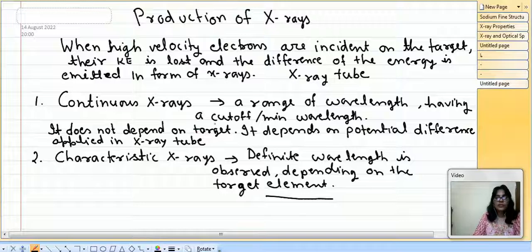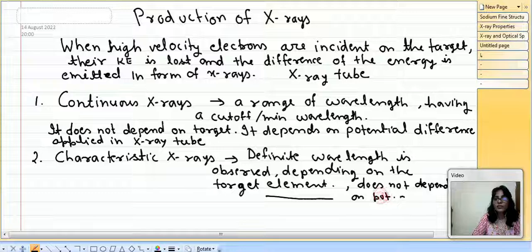So continuous X-rays means they have a range of wavelength having a cutoff minimum wavelength, and it doesn't depend on the target material, but it depends on potential difference applied in X-ray tube. Characteristic X-rays means they have the different wavelength which is the characteristic property of the element of target. Therefore, it depends on the target used, but it does not depend on the potential difference.